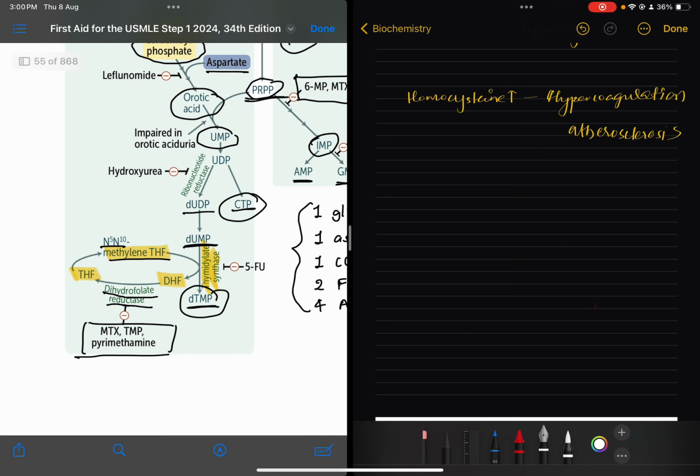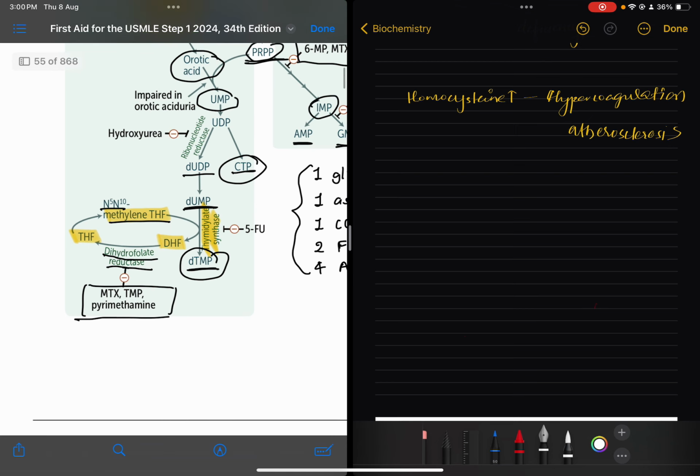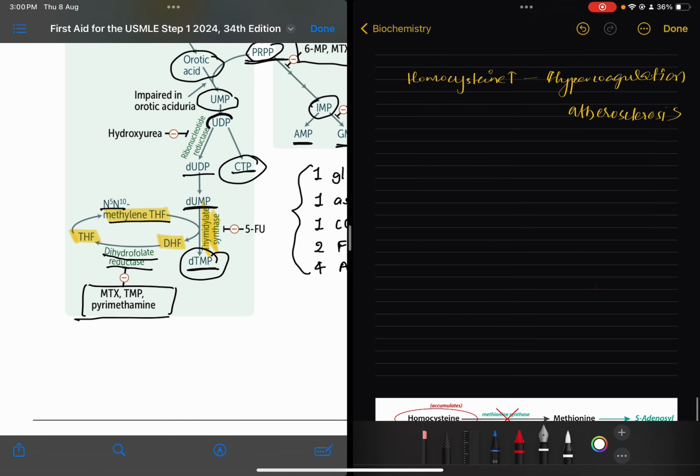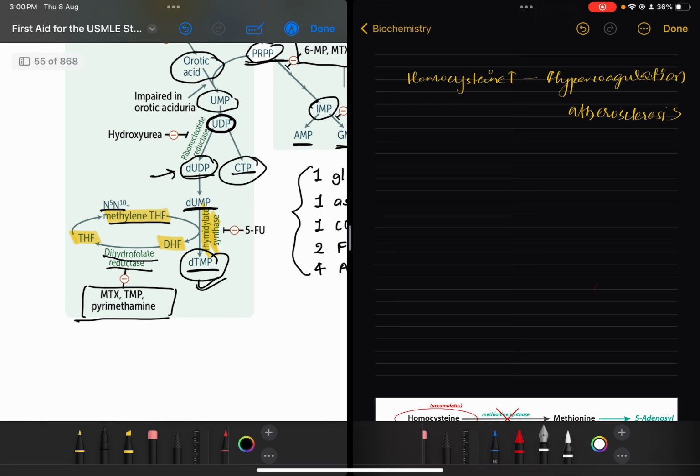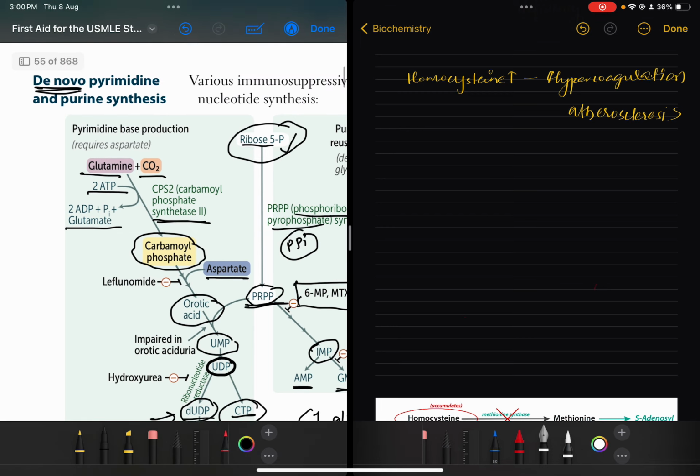Now this UMP will be converted into UDP, and this UDP again will form cytidine triphosphate. Plus this UDP will be converted into deoxyuridine diphosphate, meaning the ribonucleotide reductase enzyme will act upon it and convert the ribose sugar into deoxyribose sugar, and after that it will convert it into thymine.